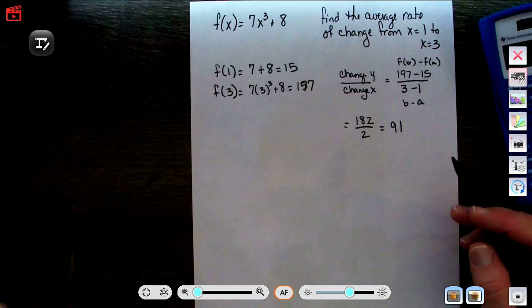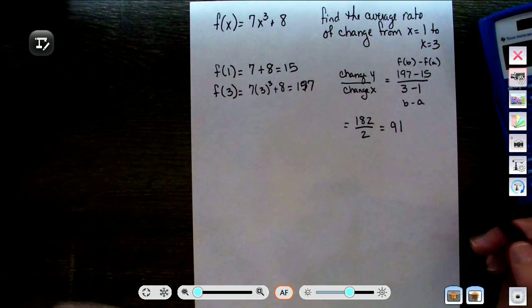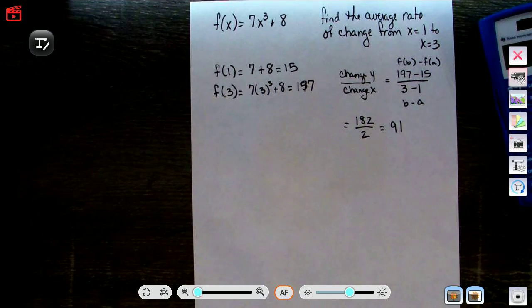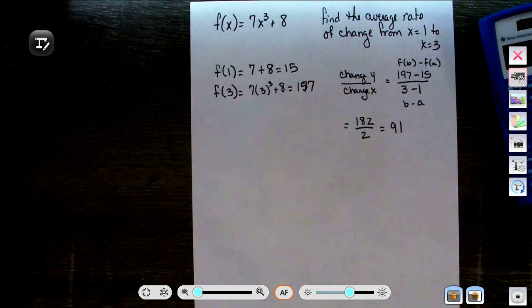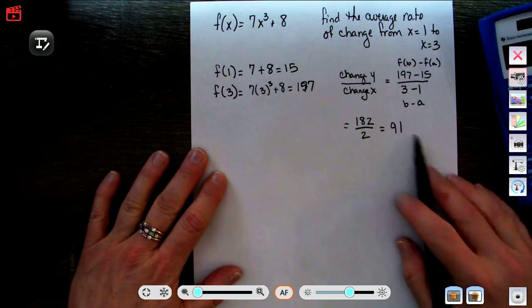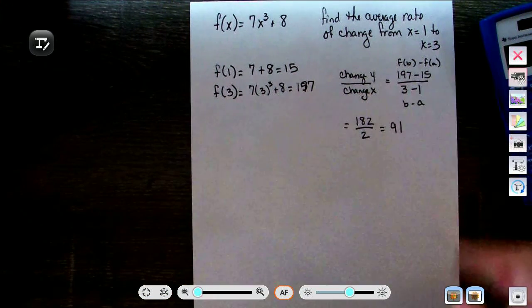So if x represented time, and f, our function, represented gallons drank, this would be 91 gallons per day, hour, whatever. So we'd have our rate, our units on there based on what our y's and our x's were measured in.